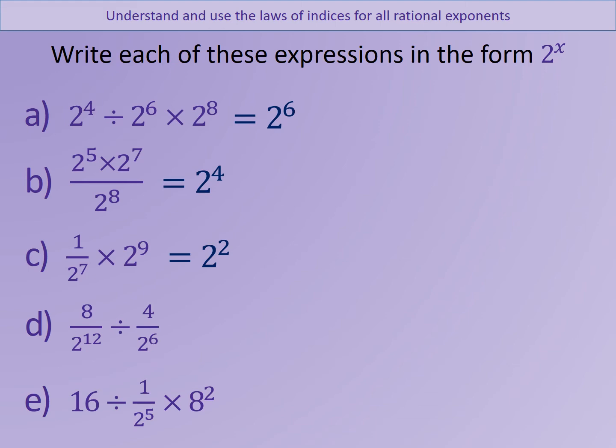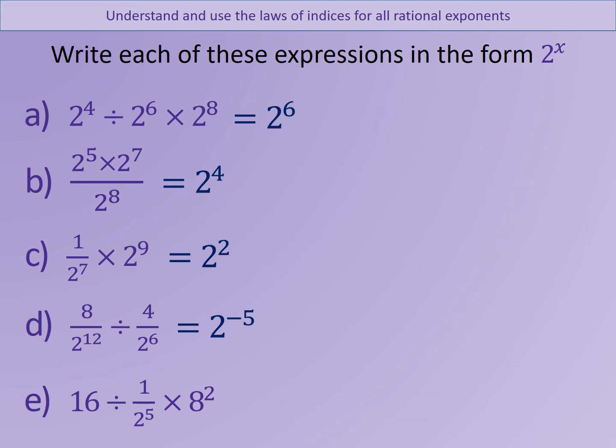So 2 cubed divided by 2 to the power of 12 would be 2 to the power of -9. And then if we change the 4 to 2 squared, we then would again take away the powers to give 2 to the power of -4, and then we would subtract those powers because we're dividing. Be careful of the double negative, and you should end up with an answer of 2 to the power of -5.